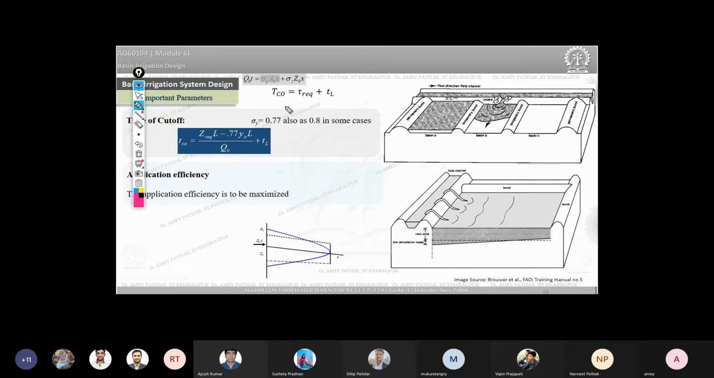Using the same concept, we can write this equation in this way. This is your time of cutoff is equal to time of advance plus tau requirement, meaning the infiltration opportunity time for this required depth Z requirement. Infiltration opportunity time to get Z equal to Z requirement. That is why we are calling this tau requirement.